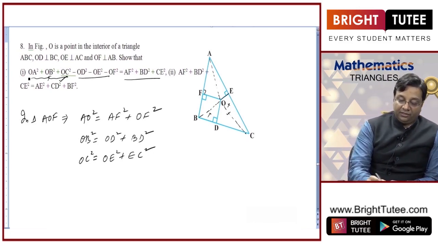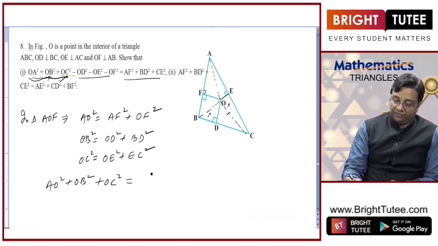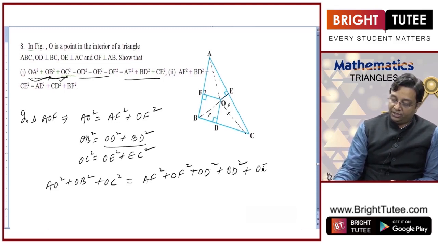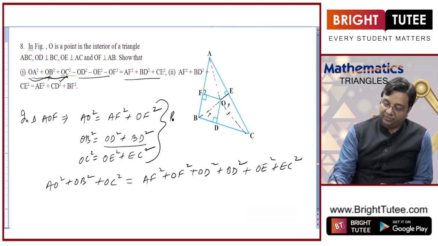Okay. Now, if I add these three, then AO square plus OB square plus OC square will be equal to AF square plus OF square plus OD square plus BD square plus OE square plus EC square. Why did I write these? By Pythagoras theorem.